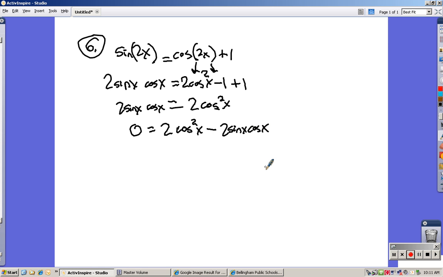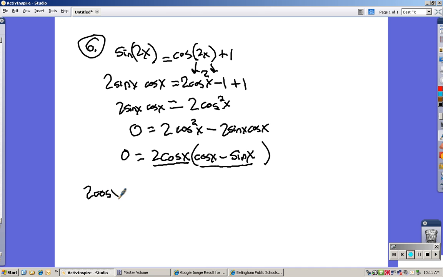And now I notice that on the right-hand side, there's a 2 in each of those, so I can factor 2 out. There's also a cosine in both of those, so I can factor out a cosine x. If I divide that out of these, the 2's divided out, one of these cosines is divided out, so I'm left with cosine x. The 2's divided out, the cosine's divided out, so I'm left with sine x. So these two things multiplied together give me 0. That means that either this is 0 or this is 0 or both. That's that zero product property. So 2 times the cosine of x equals 0, or cosine of x minus sine of x equals 0.